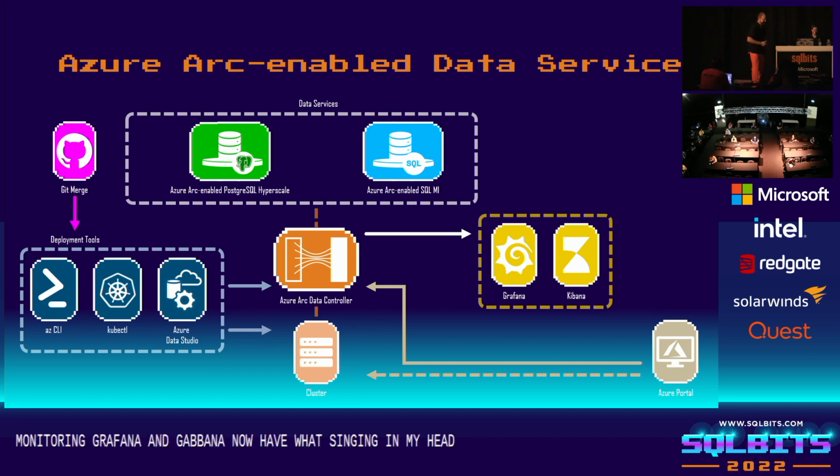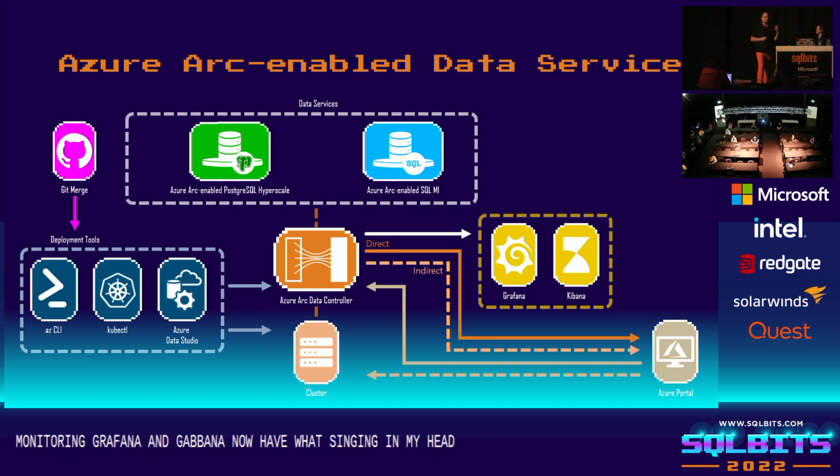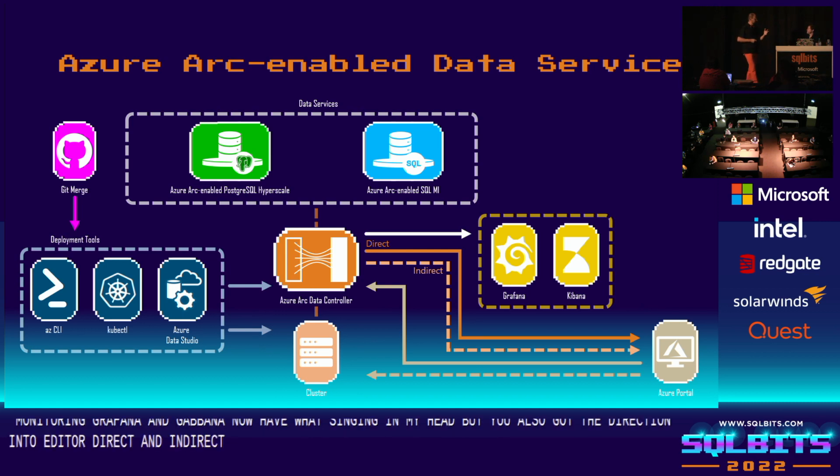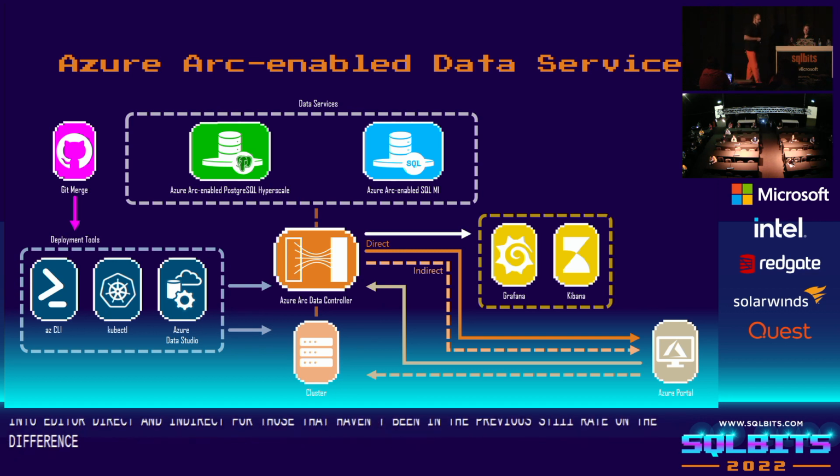Grafana. So you get the built-in monitoring, but you also get the direction into Azure. Yes, direct and indirect. For those that haven't been in the previous session, do you want to elaborate on the difference? Let me touch a little bit on that.